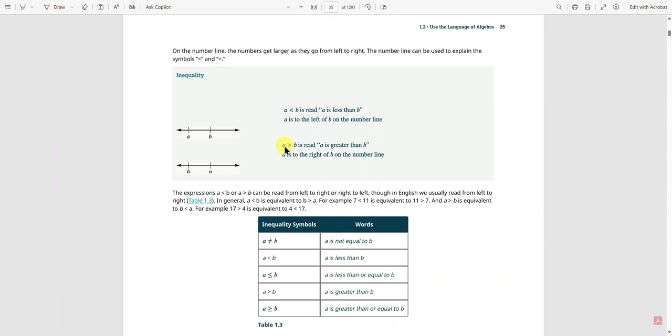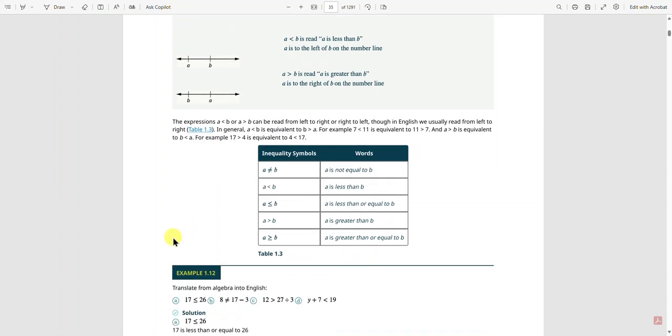Here we see A is greater than B. A is to the right of B on the number line because A is greater than B. Now again, most of these symbols you've probably learned in algebra, but it's just good to review because remember, we're trying to build a foundation for our algebra study.